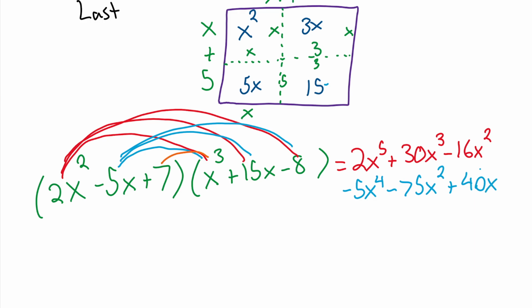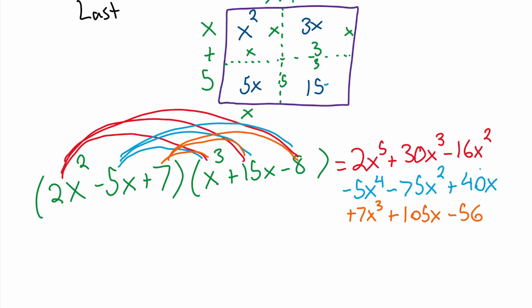And then we take 7 and do the same thing. So plus 7x cubed plus 105x, I want to say. 7 times negative 8 is negative 56.